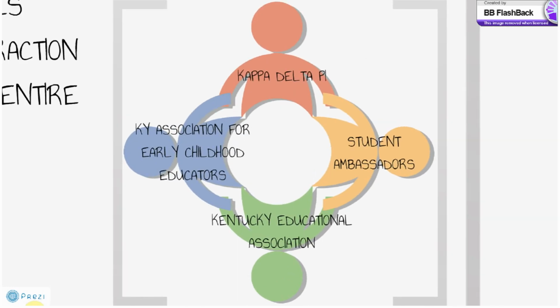The College of Education provides different groups that education students can become a part of in order to connect to other students similar to them and create a community. Some of these include Kappa Delta Pi, the student ambassadors of the College of Education, the Kentucky Association for Early Childhood Educators, and Kentucky Educational Association, which is a student-run program. These programs, or communities, give students a chance to make connections and interact with students with similar ambitions.